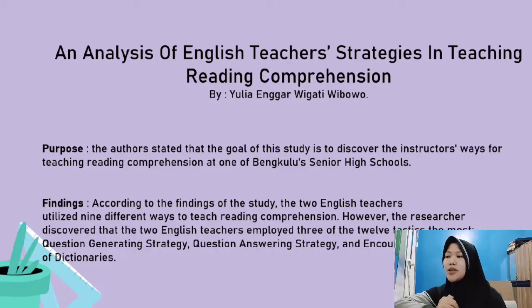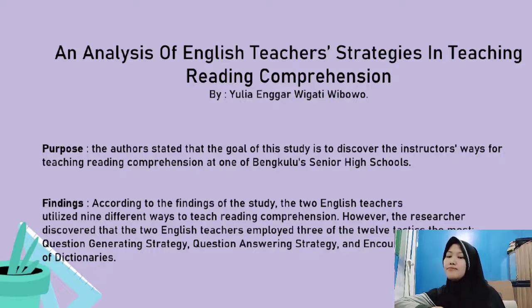And then the finding is, according to the findings of the study, the two English teachers utilized 9 different ways to teach reading comprehension. However, the researchers discovered that the two English teachers employed 3 of the 12 tactics the most. They are question generation strategy, question answering strategy, and encouraging the use of dictionaries.